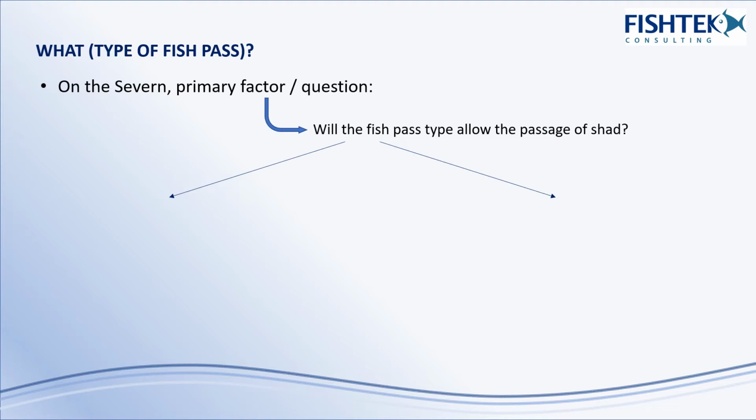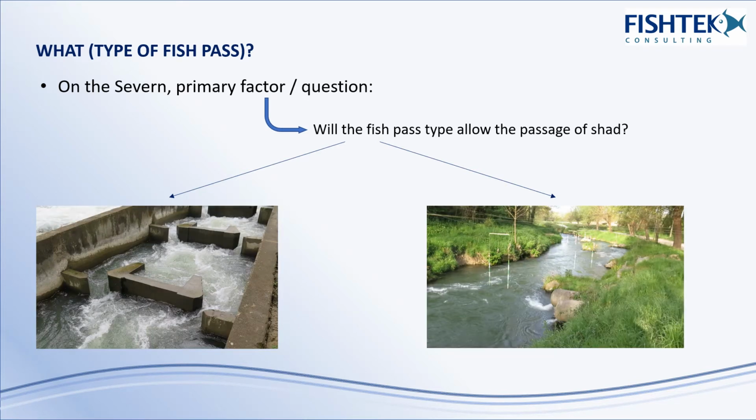So for the River Severn, the primary factor in question we really needed to address was, will the fish pass or the fish passes allow the passage of shad? So following a literature review or further literature review and discussions with colleagues in France and Portugal and Germany and actually the USA as well, we identified there were essentially two different fish passes that we could use on the River Severn. The first is a deep vertical slot pass.